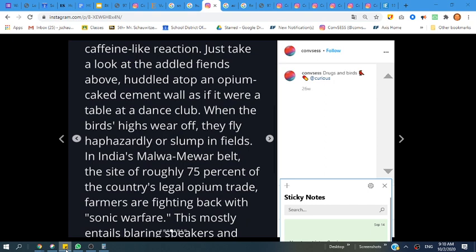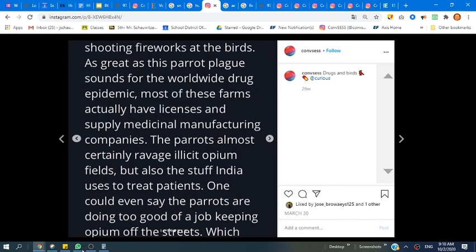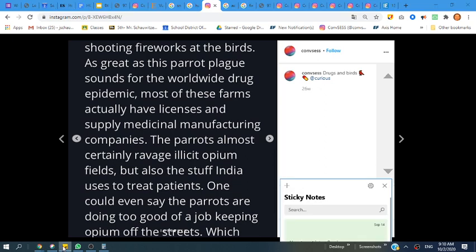It says, this mostly entails blaring speakers and shooting fireworks at the birds. As great as the parrots' plague sounds for the worldwide drug epidemic, most of these farms actually have licenses and supply medicinal manufacturing companies. The parrots almost certainly ravage illicit opium fields, but also the stuff India uses to treat patients. One could say that the parrots are doing too good of a job to keep opium off the streets.